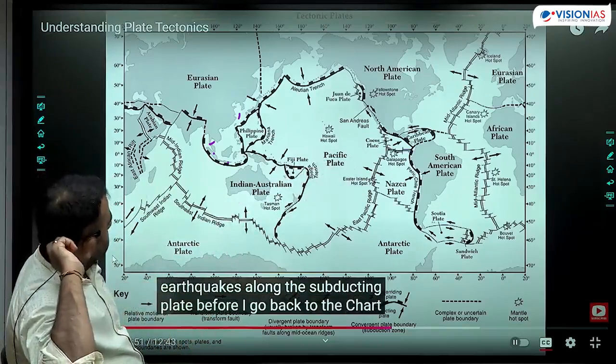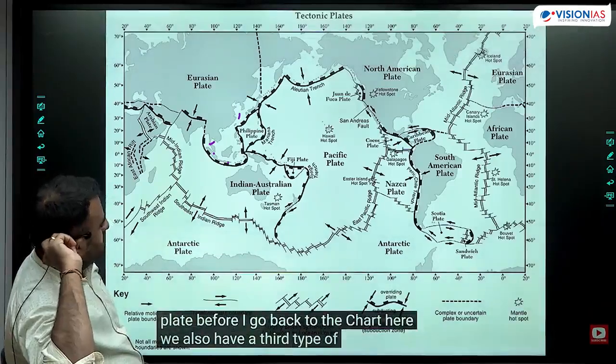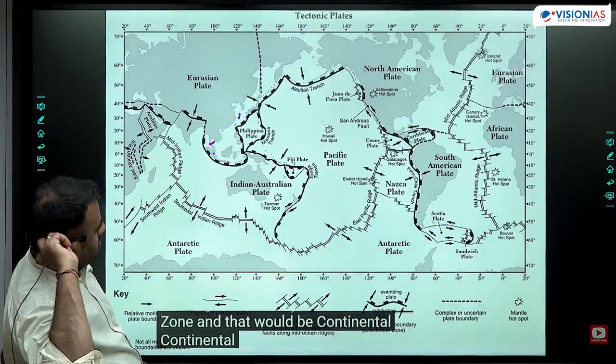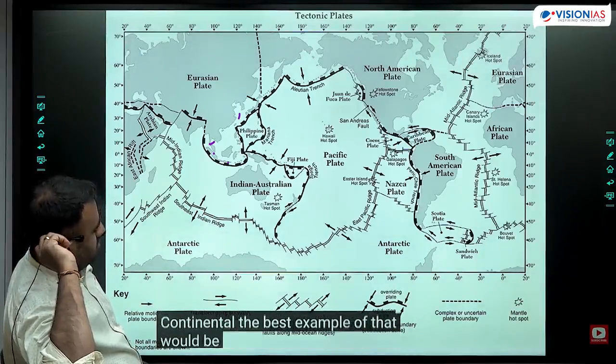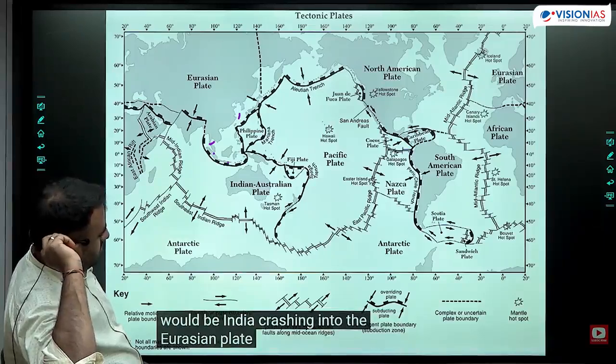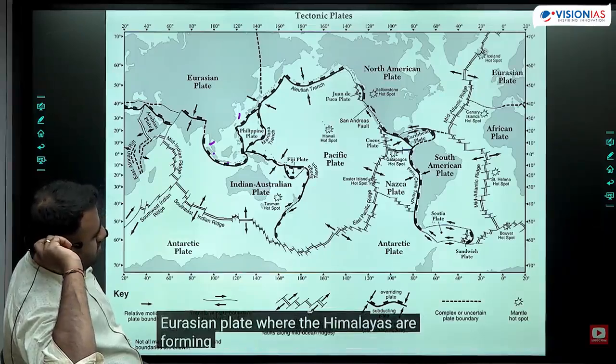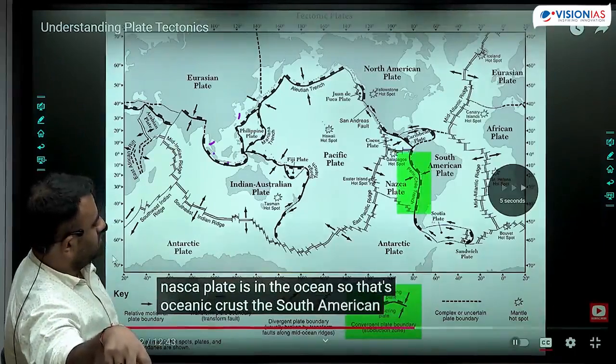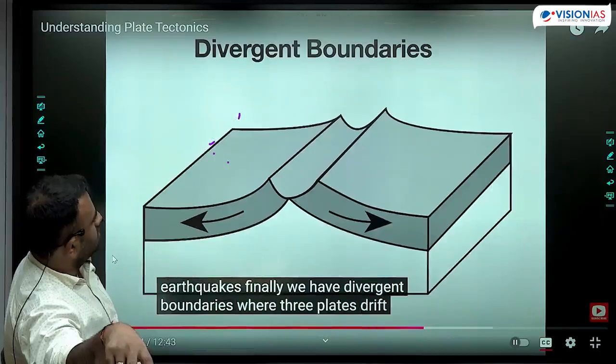Before I go back to the chart here, we also have a third type of convergent boundary called a collision zone, and that would be continental-continental. The best example of that would be India crashing into the Eurasian plate where the Himalayas are forming. But again, convergent boundaries, the Peruvian zone, the South America, the Andes Mountains.